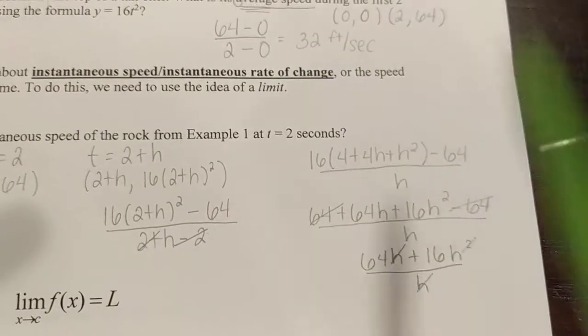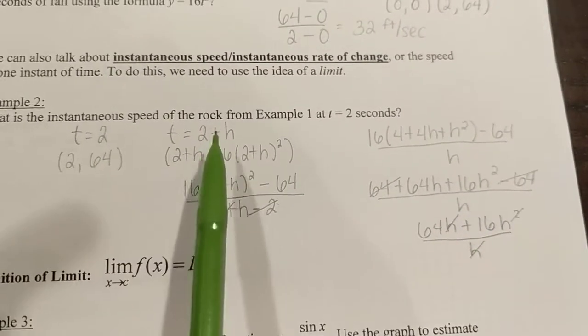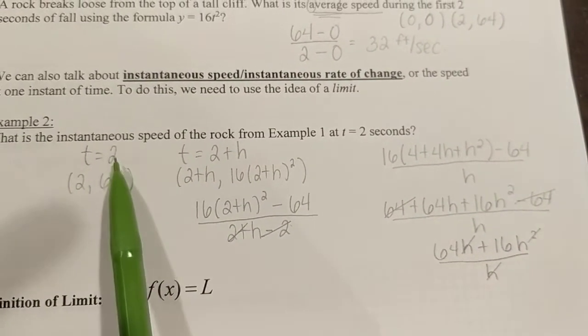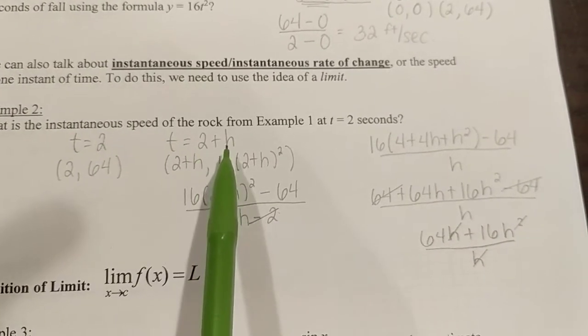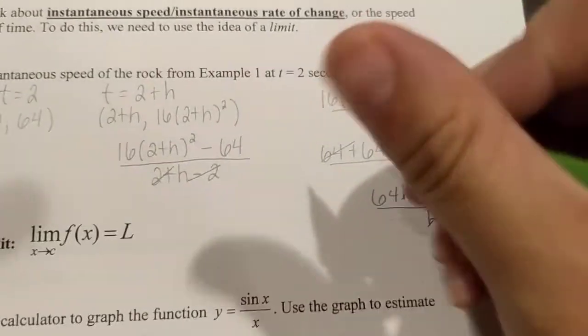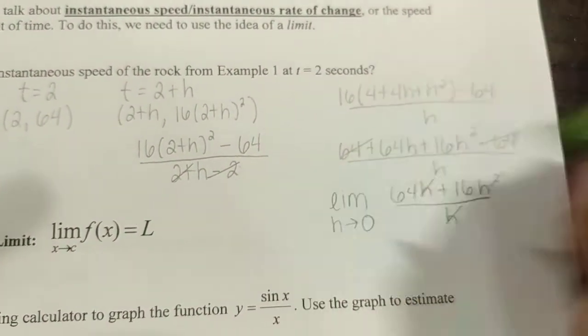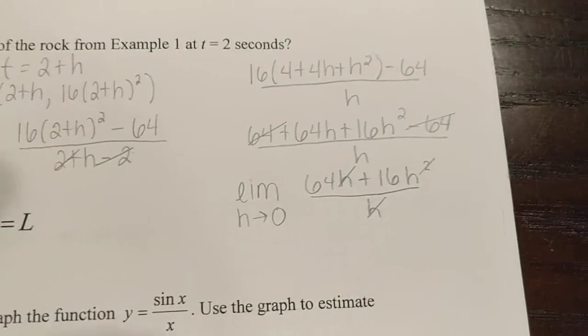And so now this idea of a limit, we're trying to figure out, we didn't really want this h in here in the first place. We wanted just at time 2. So I want to try to make that h go away. I want that h to approach 0. So we can say, all right, we want this limit as h approaches 0.